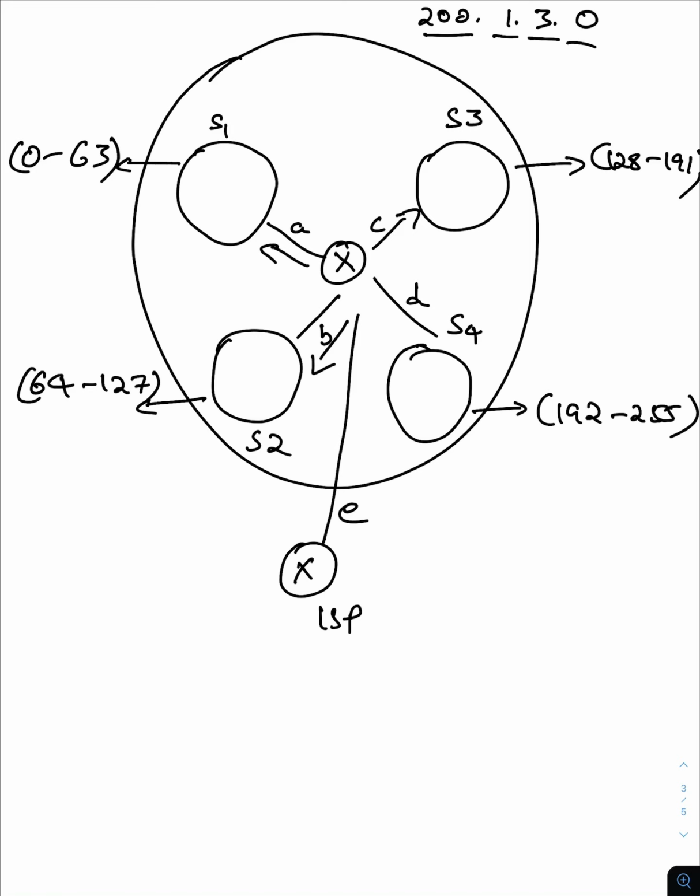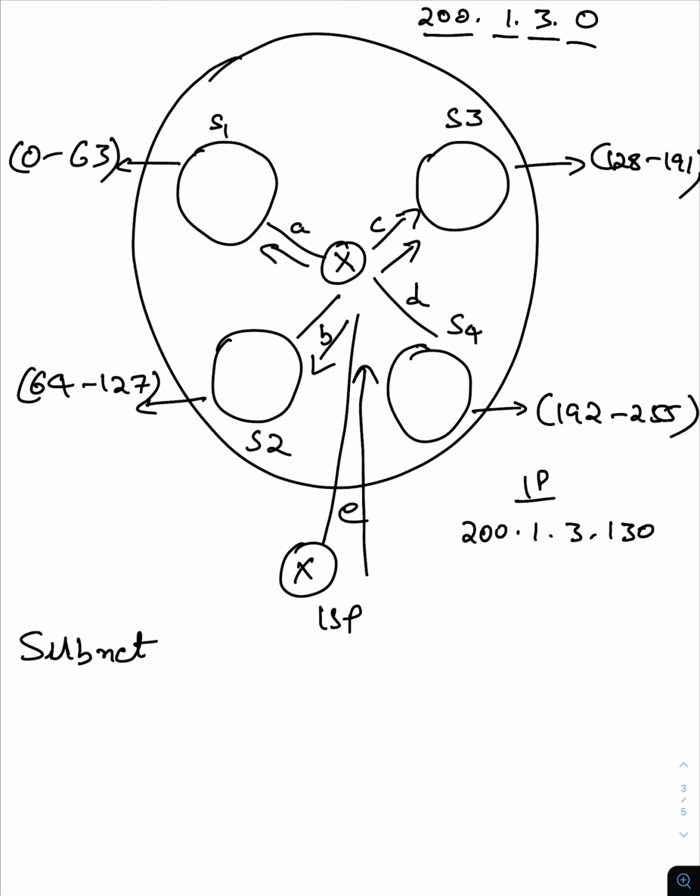Suppose someone wants to send a packet to subnetwork 3. Take the IP 200.1.3.130. To this IP, someone wants to send the packet from outside. So it has to take network interface C, then it has to go to interface C to go to subnetwork 3. But how does a router know that it has to take interface C, and once it enters the network 200.1.3.0, how does the router know it has to take interface C and reach subnetwork 3? Here comes the concept called subnet mask.